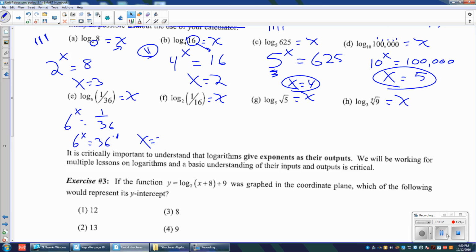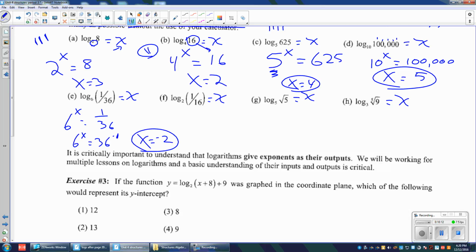Hang on a second. Let's see what happened here. If you didn't hear me, x has to be -2. Had a little bit of a computer glitch there.